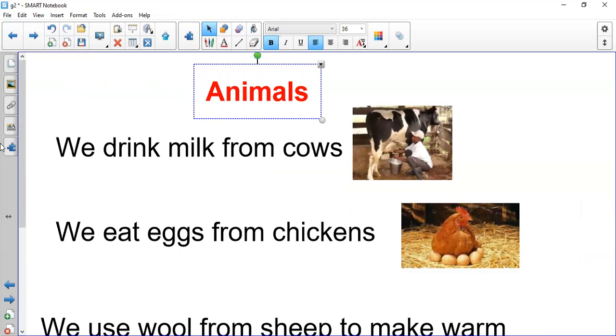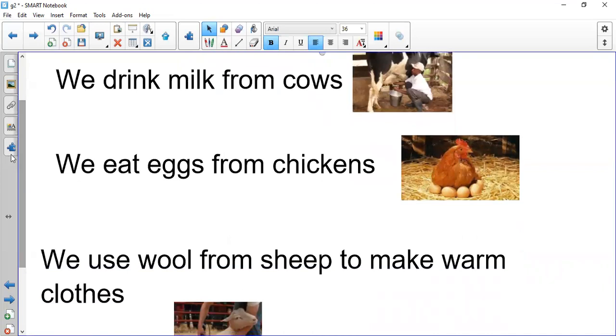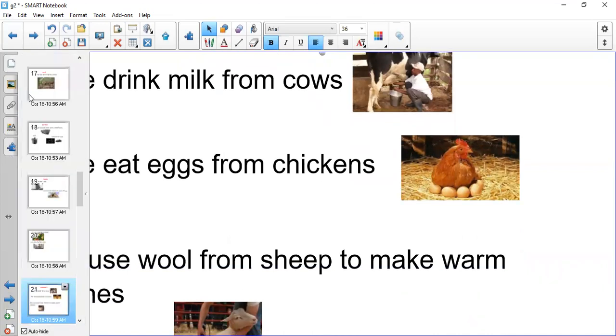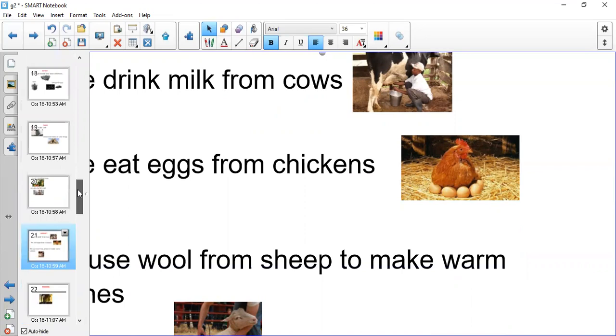The last example of the natural resources that I want to speak about today is animals. Animals are natural resources. How can we use the animals? We drink milk from cows. We get eggs from chicken, and we use wool from sheep to make warm clothes. So animals are natural resources, and we are using them in different ways.